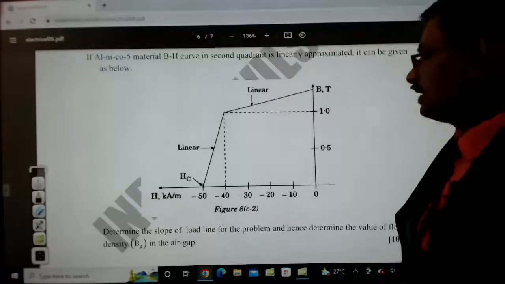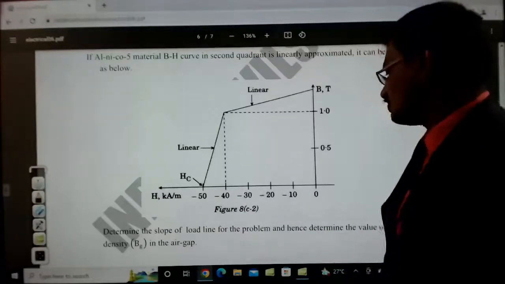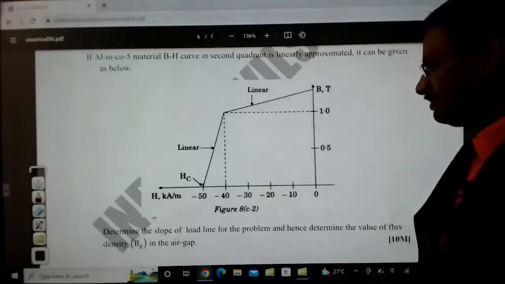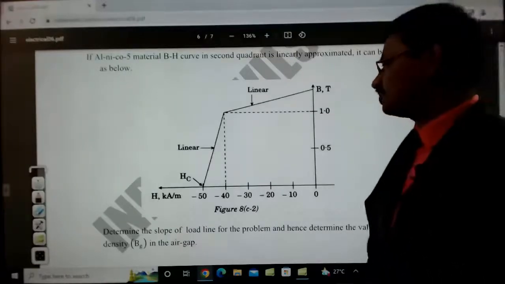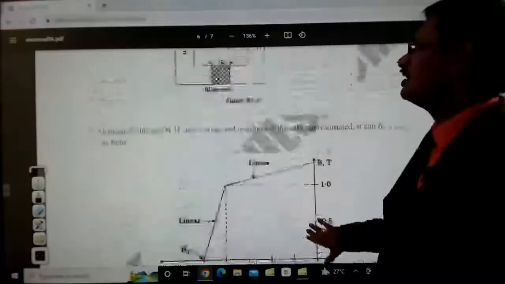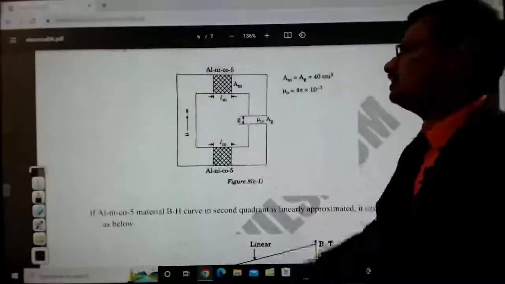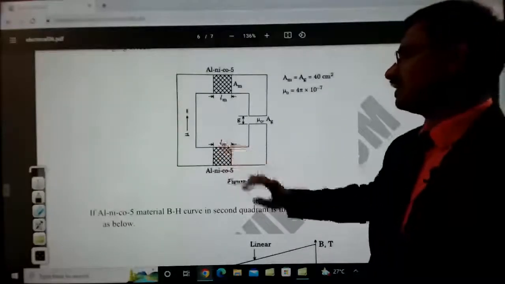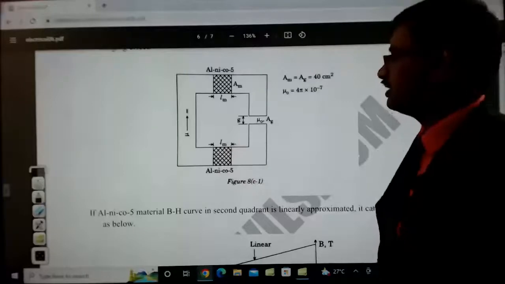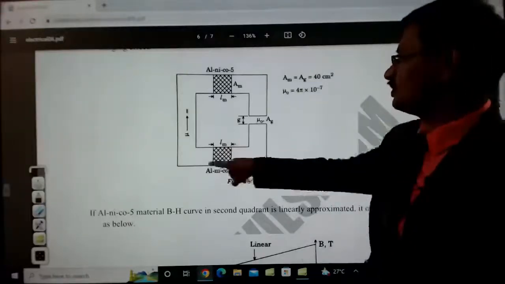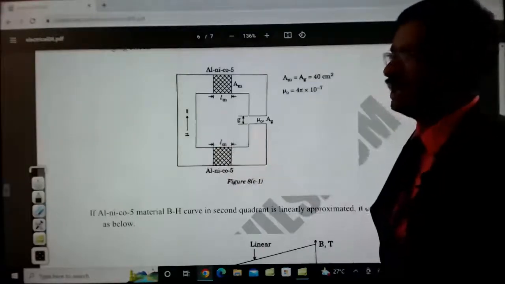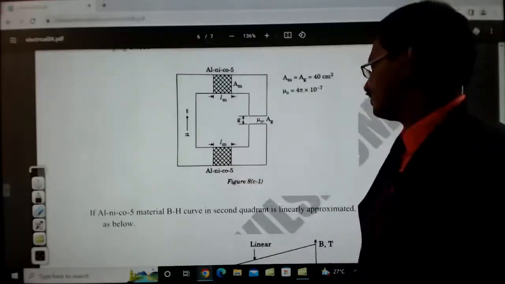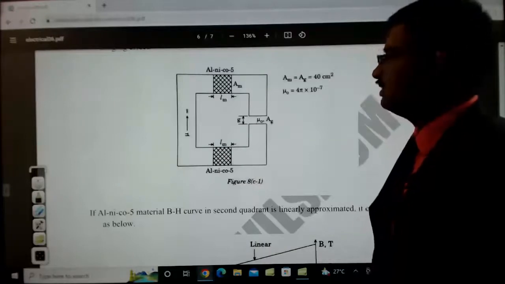And then we have to determine the slope of the load line for the problem, and hence determine the value of flux density Bg in the air gap, right? Based on this particular curve we will have to identify the air gap flux. Depending upon the permeability, the magnetic nature of the material, that is going to be dependent, and the mu value was given as infinite for this particular material, and in between there is an air gap, right? Here you will have to identify the flux density, and based on that you can calculate the H value depending upon the graph, right?